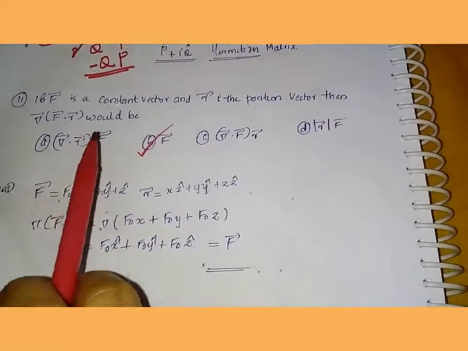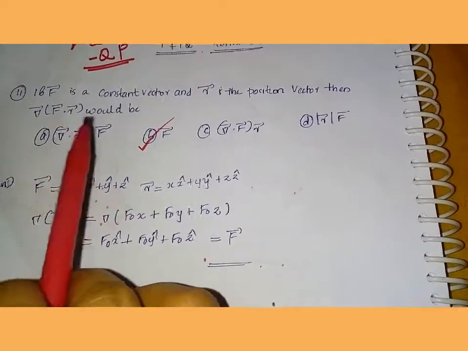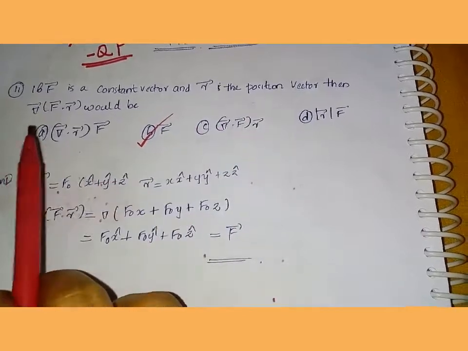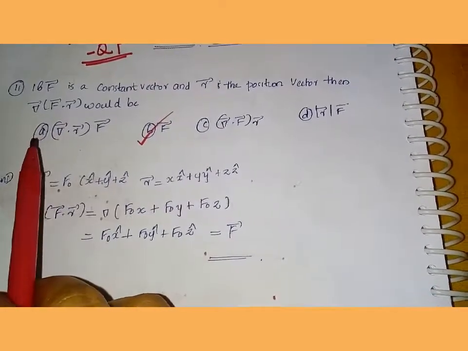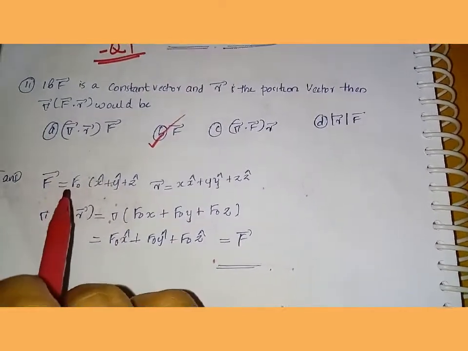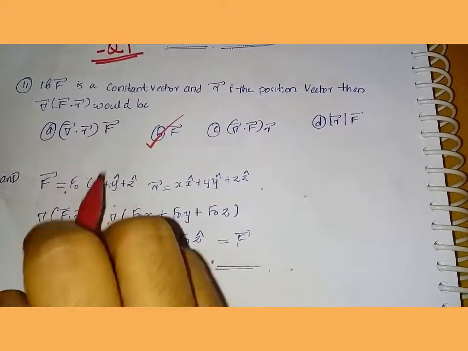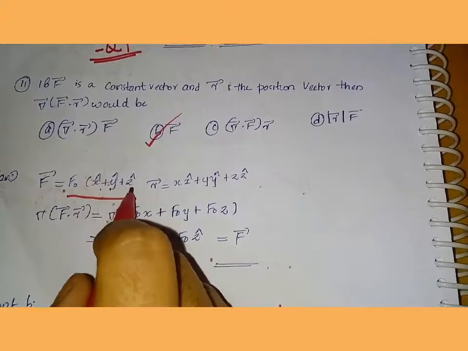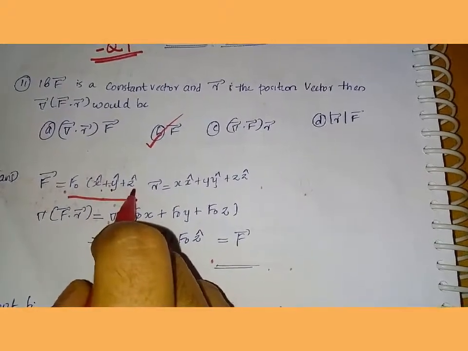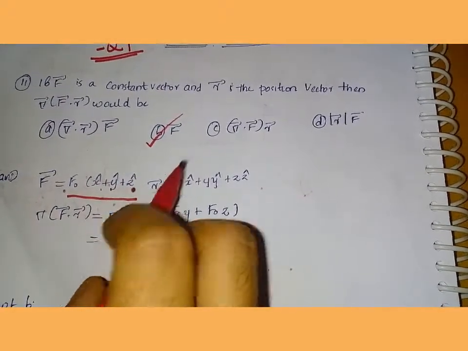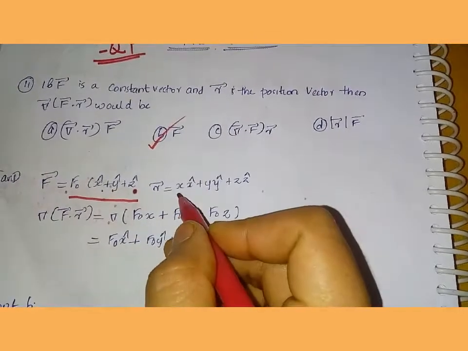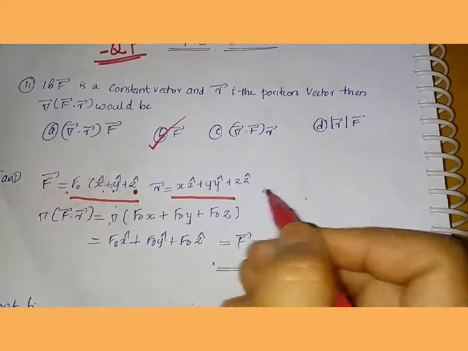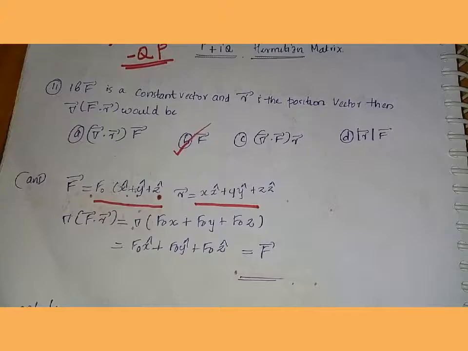And then the 10th problem. They have given a constant vector f, and r is the position vector. We have to find the del of f dot r. Here we know that the constant vector f can be represented as f0 into x cap plus y cap plus z cap. And r bar is the position vector. We have the general formula, that is x cap plus y cap plus z cap.